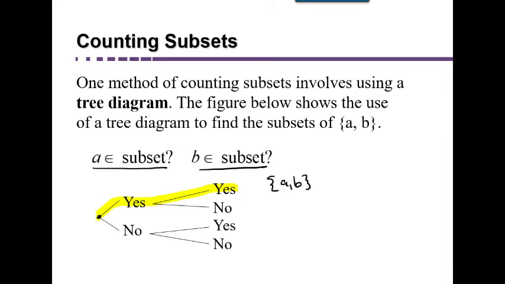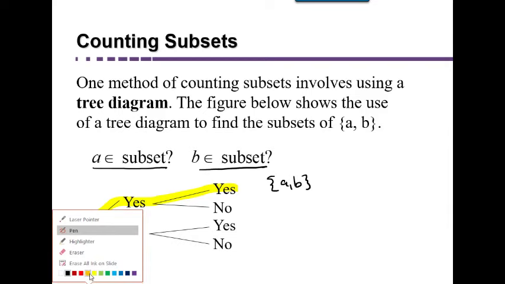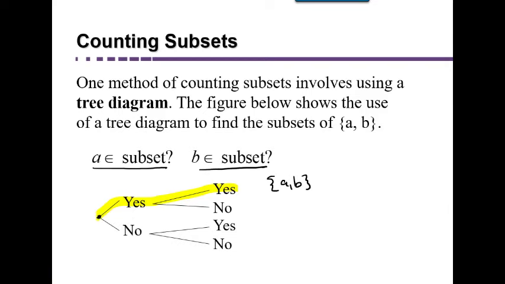And the first branches here represent the answer to the question, is A in the subset? There's only 2 possibilities, 2 paths that can happen. Either yes, it is, or no, it's not. And then the same thing for is B in the subset. Regardless of whether A was in the subset or not, we have 2 possibilities. B could be in the subset or not be in the subset. So we end up branching out, doubling the number of branches when we answer the second question, because in each case we need to follow up. So you see what happens?